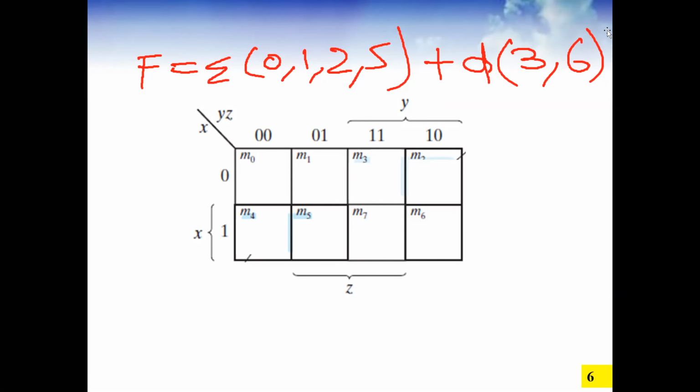So how to solve the question using don't care conditions if it's given. First of all, very first thing, you have to fill in the entries. This is the place of 1. This is another minterm, this is another minterm 2. This is from 5. I have this one.